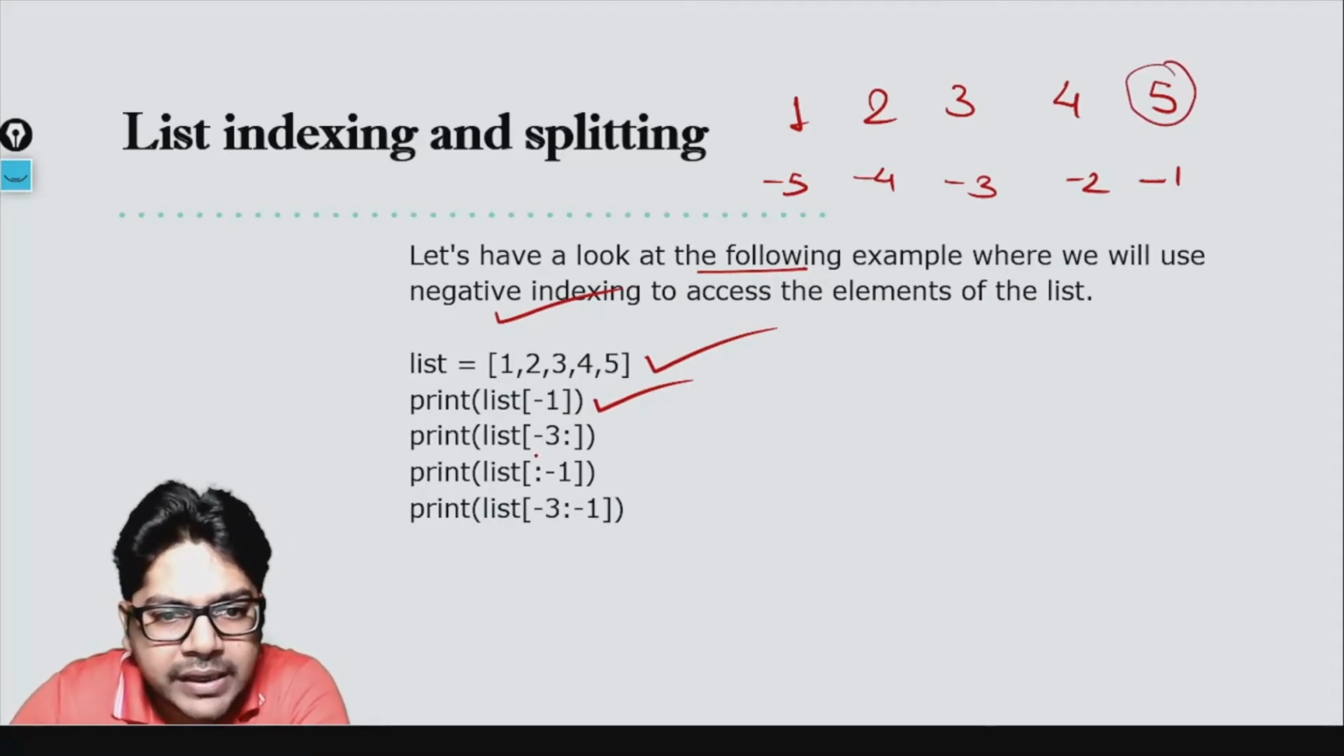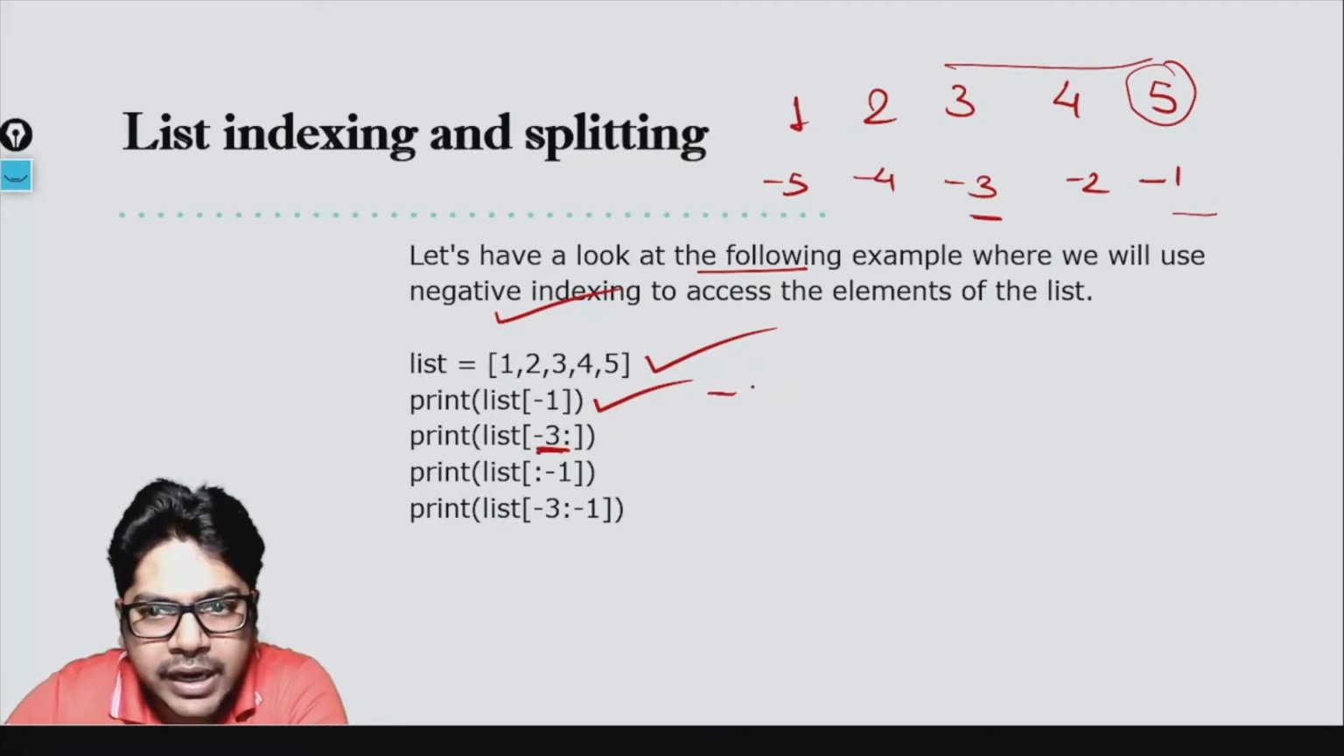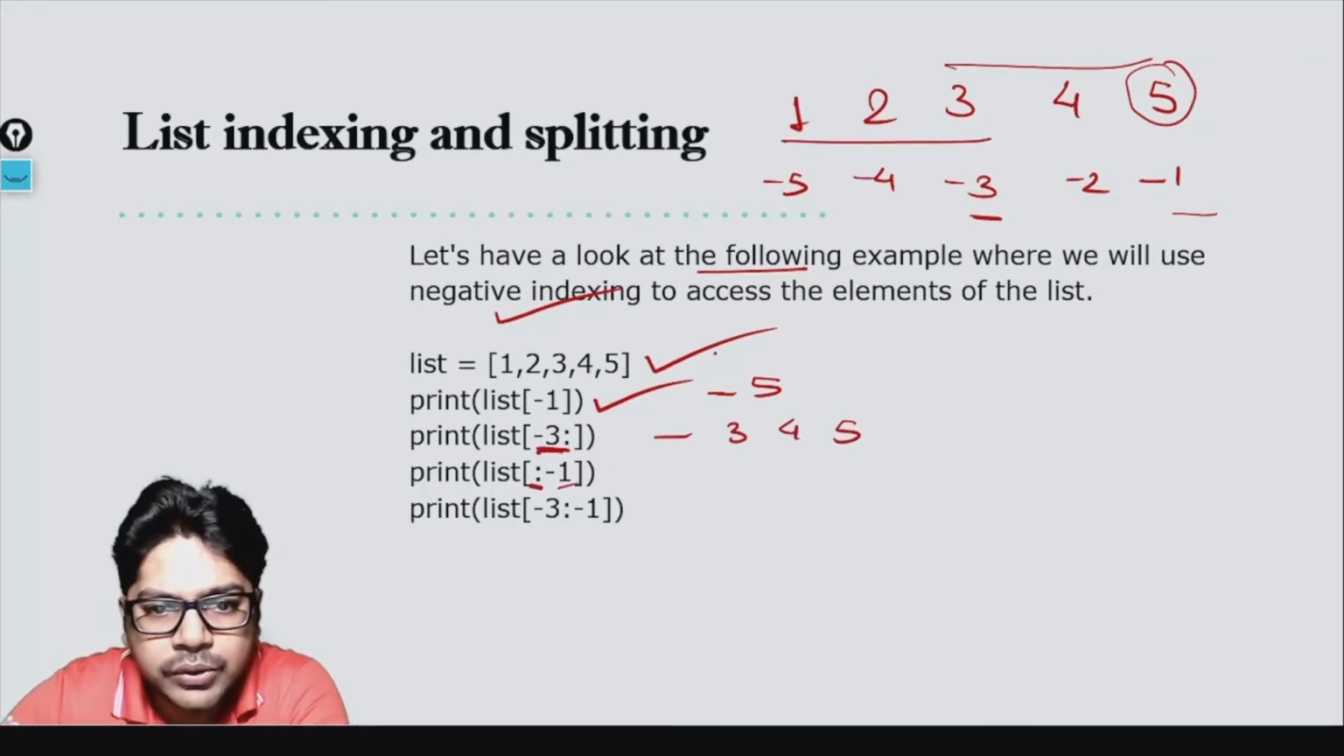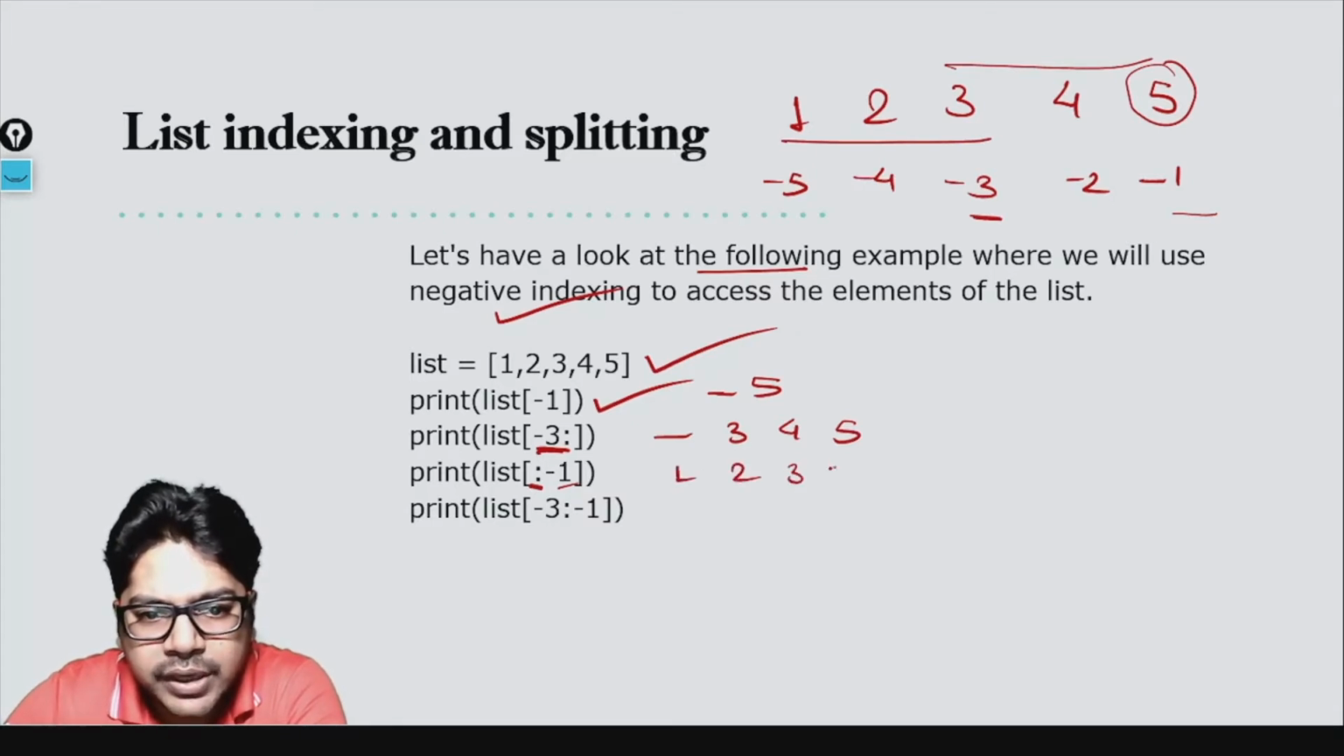When you write -3, starting from -3 till the very end, you will get 3, 4, 5. So here you are going to get 5 and here you are going to get 3, 4 and 5. And when we write from the starting position until the ending position, you are going to get 1, 2, 3, 4. And then when you write -3 and -1, starting from here till here, this won't be included. So you are going to get 3 and 4.